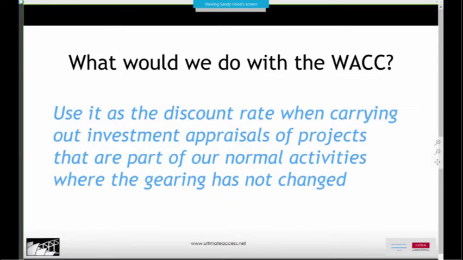Right, so we would use it as a discount rate when we carry out an investment appraisal of projects. But as we said at the beginning, these projects would have to be part of our normal activities, and they would have to be with the same level of gearing.